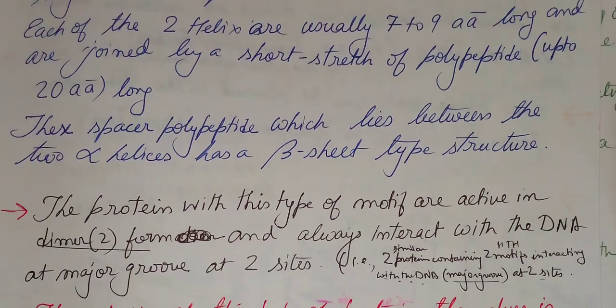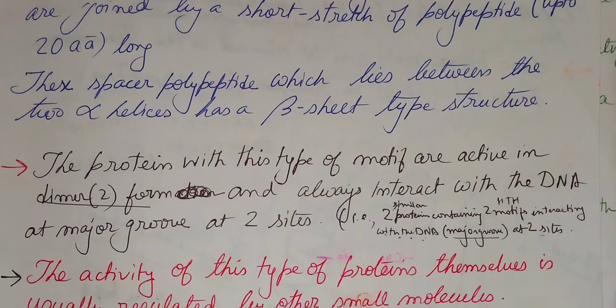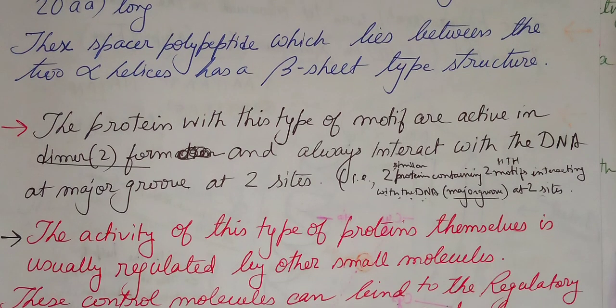Next, the spacer polypeptide, which lies between the two alpha helices, has a beta sheet type of structure. The proteins with this type of motif are active in dimer formation.